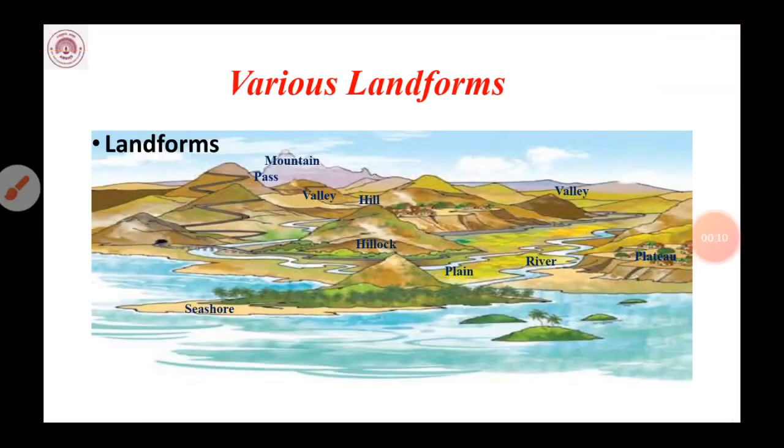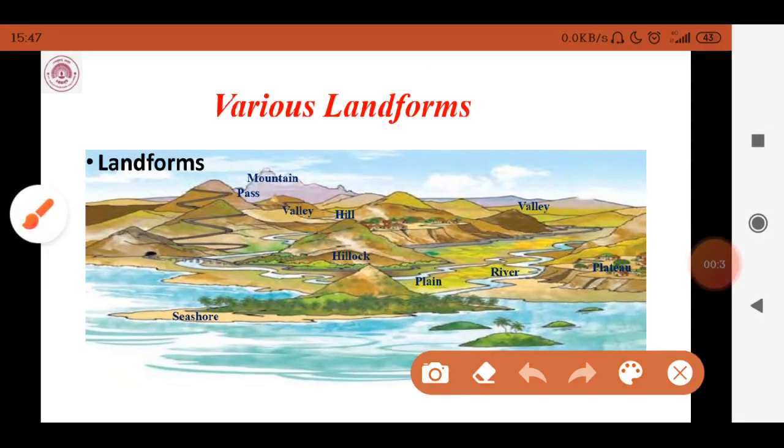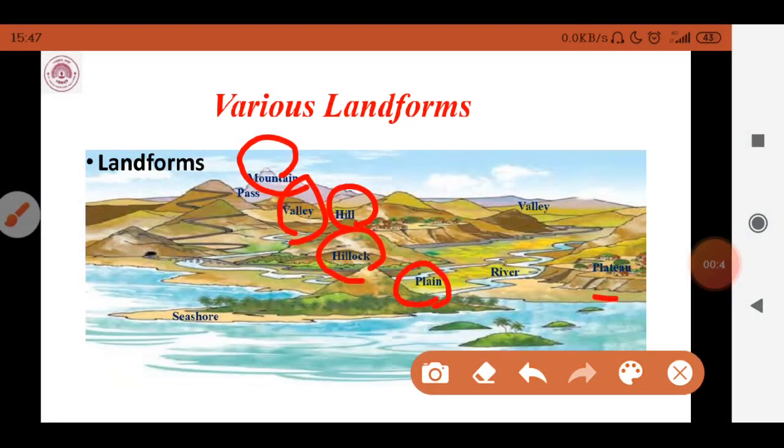Students, in lesson number 3 you have studied that land in our environment is not of the same height everywhere. This unevenness gives rise to various land shapes, creating different landforms such as mountains, valleys, plateaus, plains and islands. Look at the figure, you can see different landforms here such as mountains, valley, hill, hillock, plain, plateau, and seashore. These are different types of landforms.